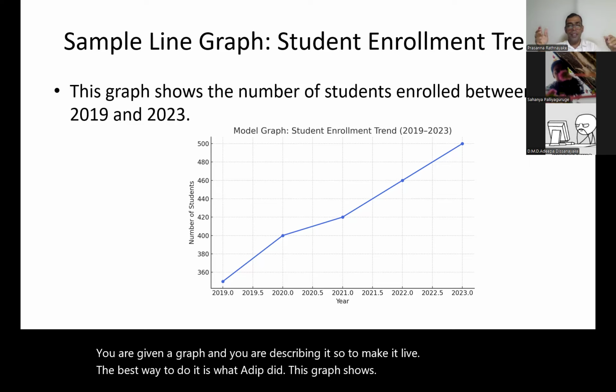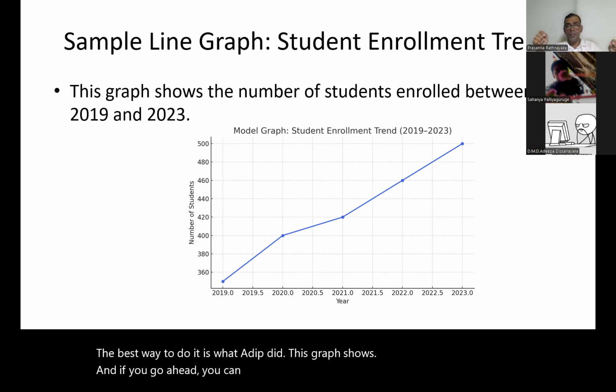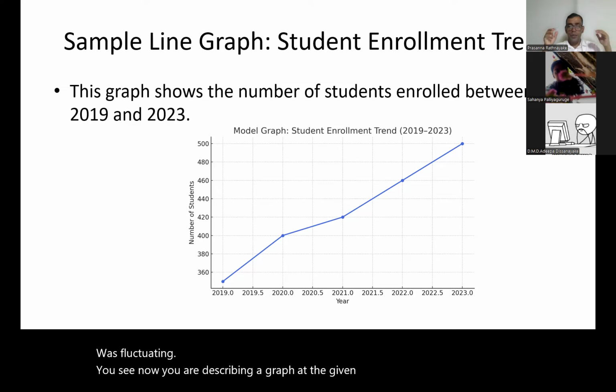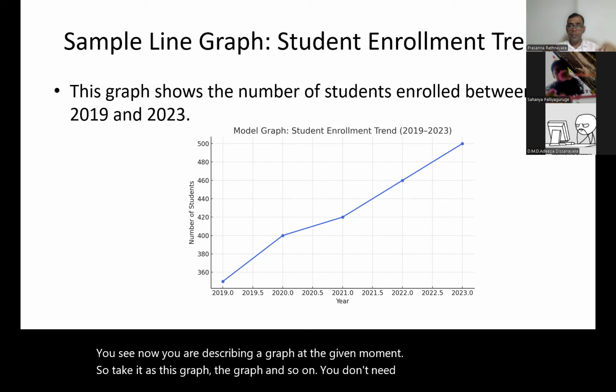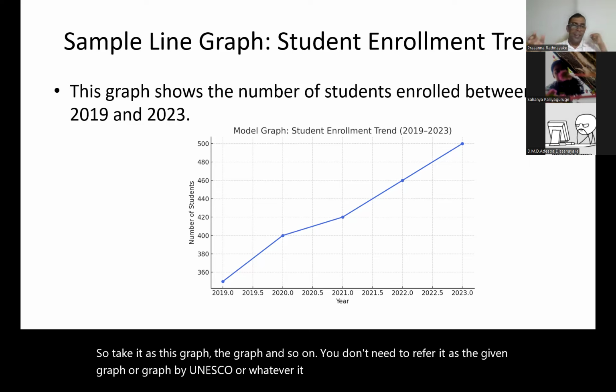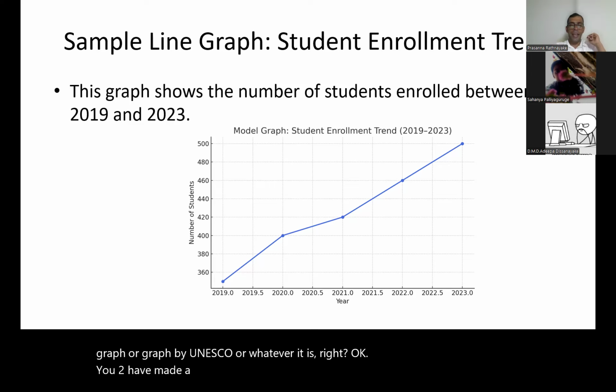And if you go ahead, you can say the graph data shows. And then you might say the rise between 2019 to 2021 was fluctuating. You see? Now you are describing a graph at the given moment. So take it as this graph, the graph, and so on. You don't need to refer to it as the given graph or graph by UNESCO or whatever it is, right? Okay, you two have made a great attempt, and let us move to the next exercise.